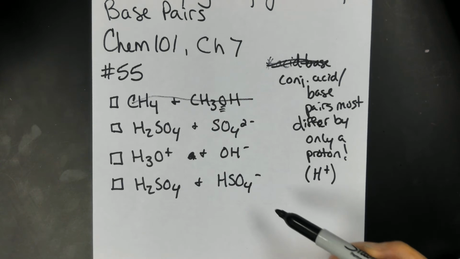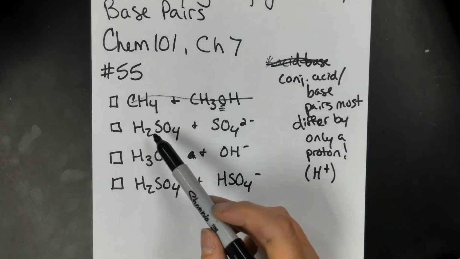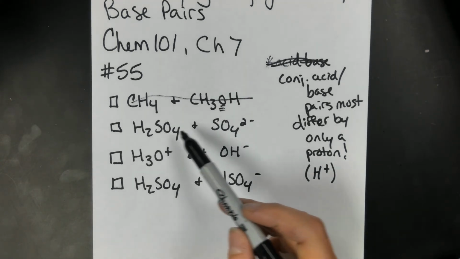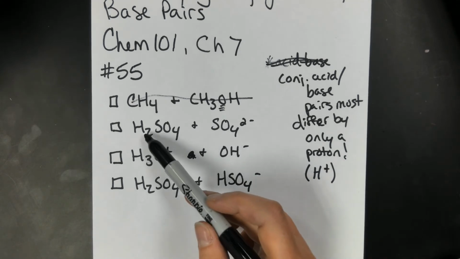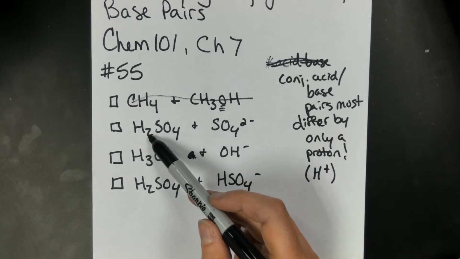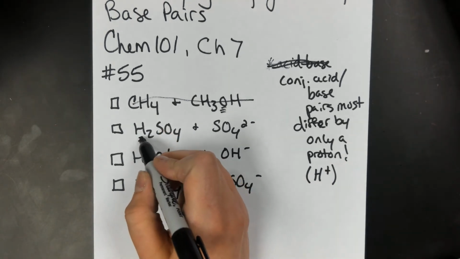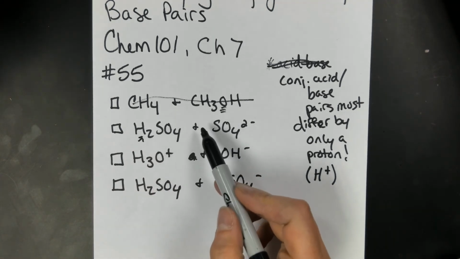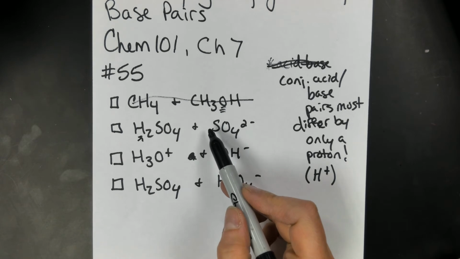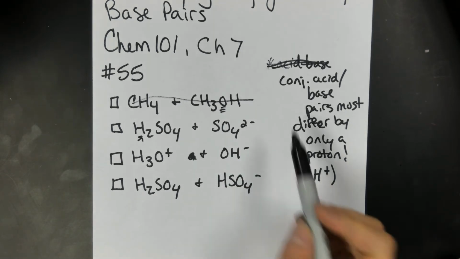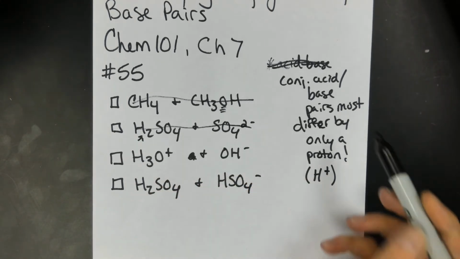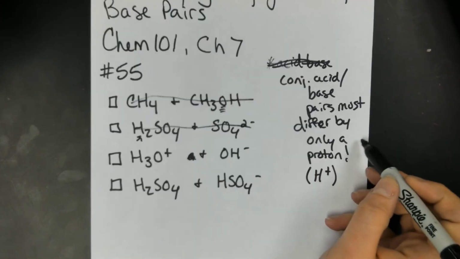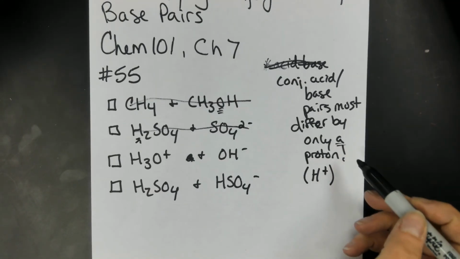How about the next one? Well, they differ by hydrogens, that's for sure, but they differ by 2 hydrogens. So there's too much difference between the two. Can these be a conjugate acid-base pair? The answer is no. They have to differ by only one proton.